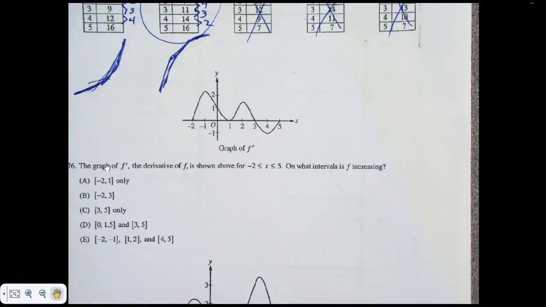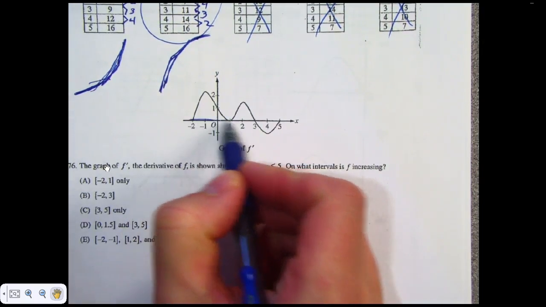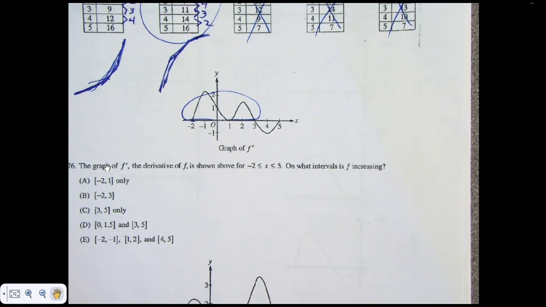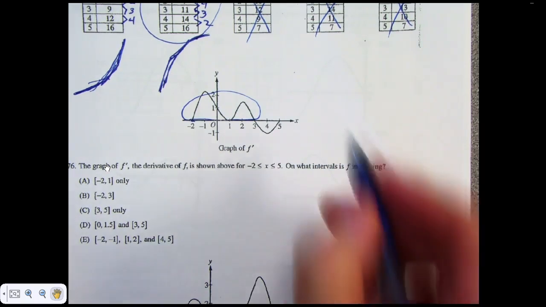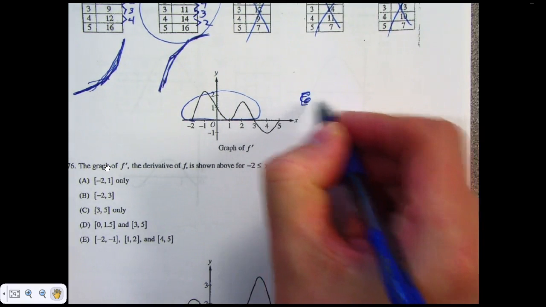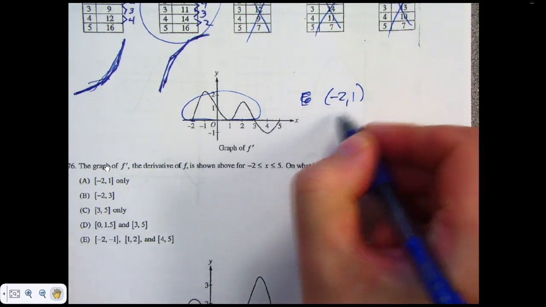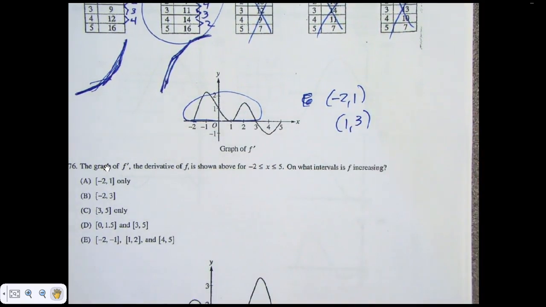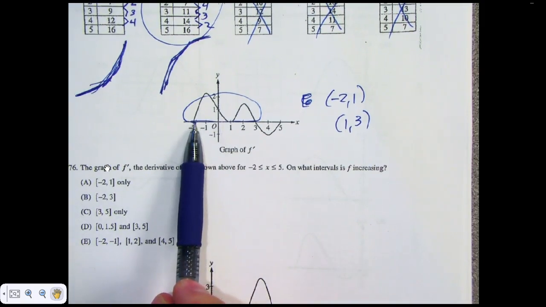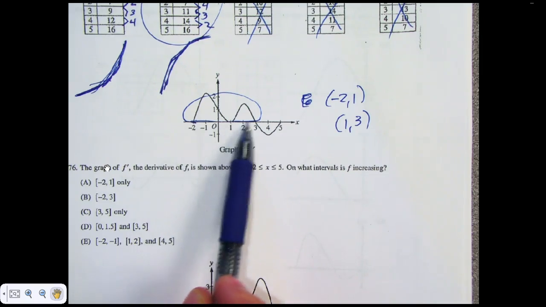Alright. 76, where is f increasing? f is increasing when f prime is positive, so above the axis. So for this section here, this kind of drives me nuts. I don't like the way they answered this. I would have said negative 2 to 1 and 1 to 3. Because I would have said, okay, it's not really increasing at negative 2. What's the y value at negative 2 of this? It's 0. And that's not really increasing. And neither is that, and neither is that.